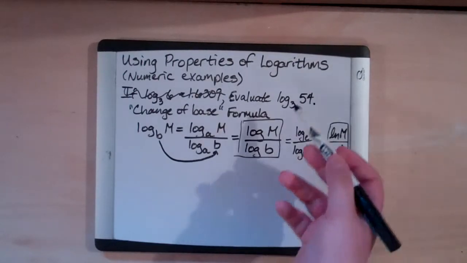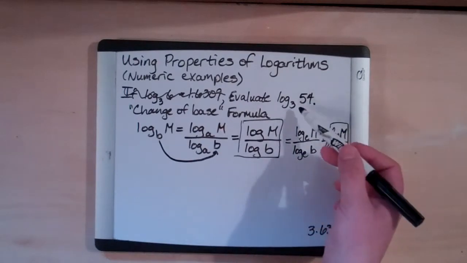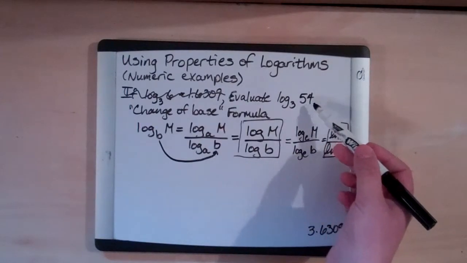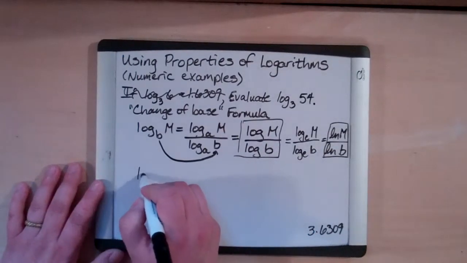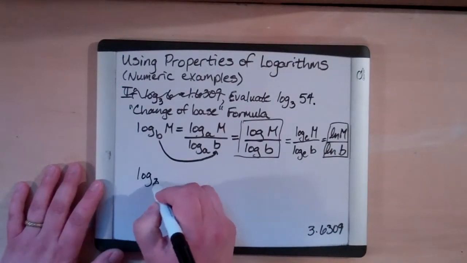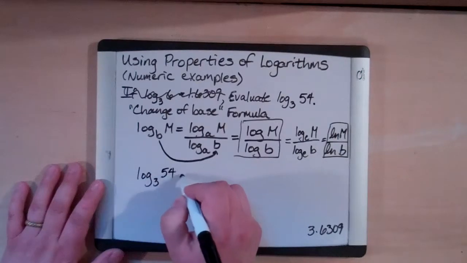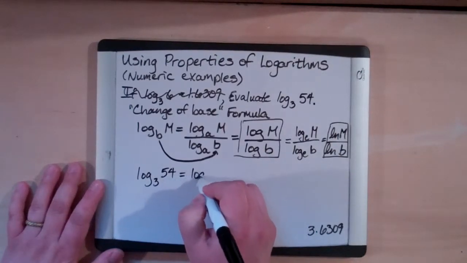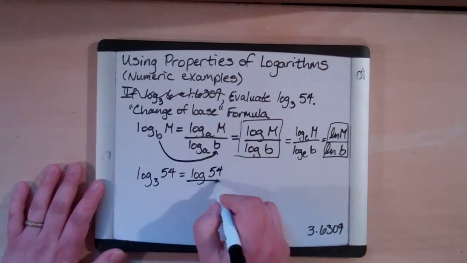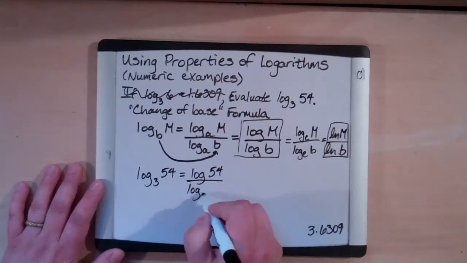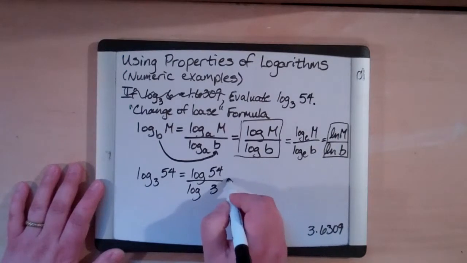So let's try applying this to the example we have. We have a base of 3, we have a number 54, so I'll substitute 54 and 3 in here, so that the log base 3 of the number 54 is going to be log base 10 of 54 divided by log base 10 of 3.